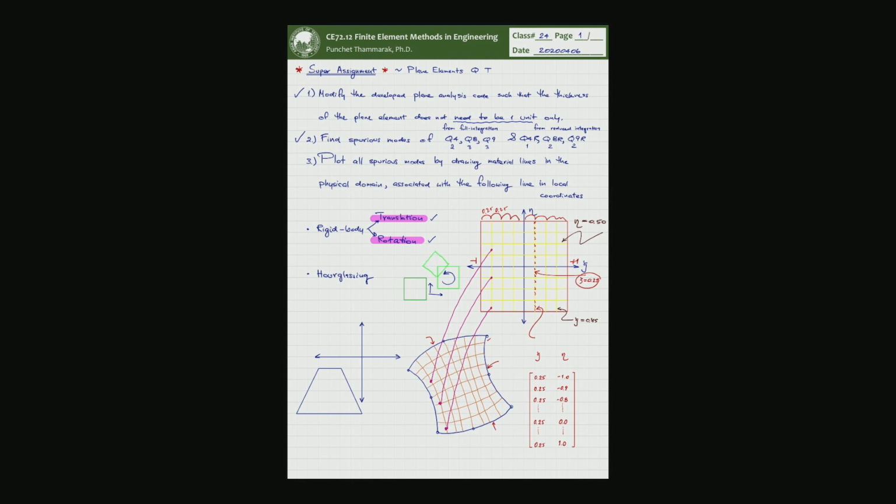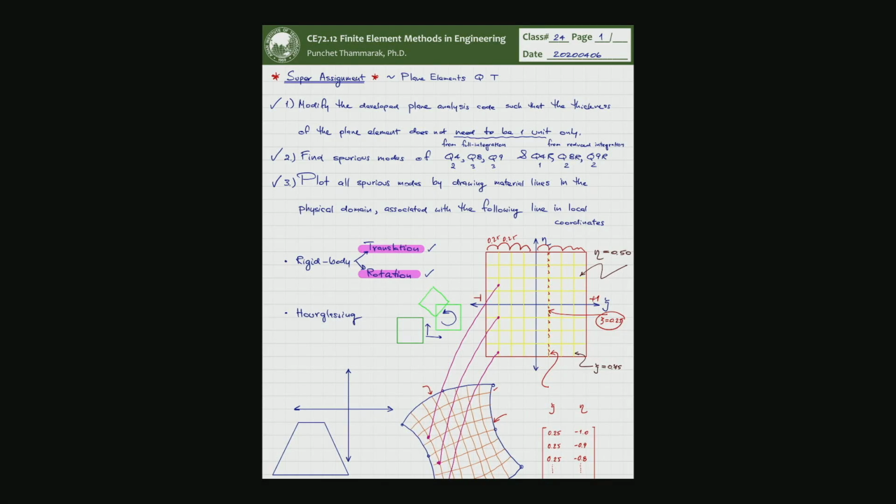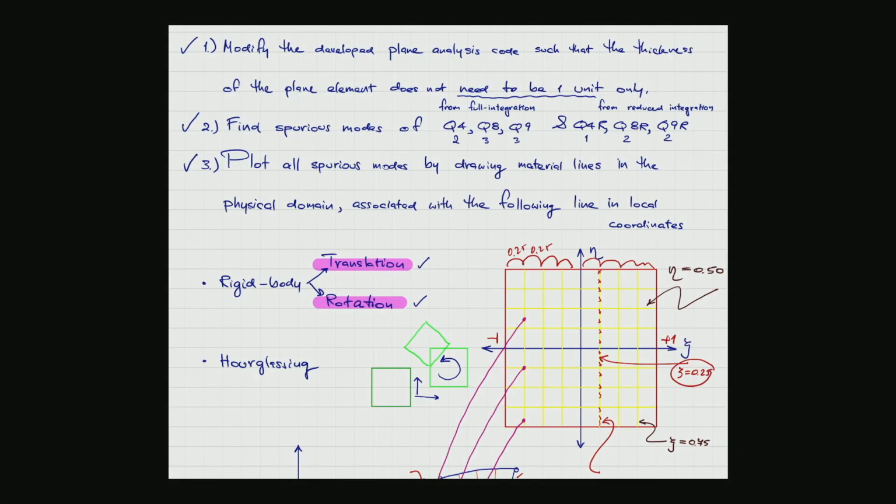Then you get this checked. Plot out spurious modes by drawing the material line in the physical domain associated with the following lines in local coordinates. If you develop the code one time to plot the spurious mode for any of these, then the remaining 6 are going to be easy. Just get the first one done, right? The remaining ones are going to be easy for you. What else? So I asked you to plot spurious modes.